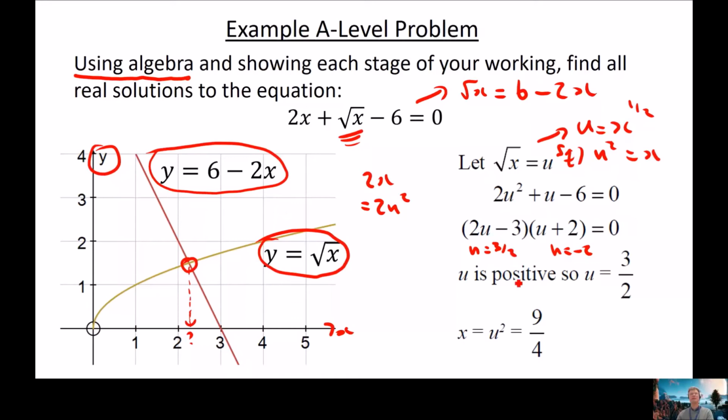Okay. Now, we're going to take the positive value of u, so we're going to use u is 3/2, and then we're going to remember that u was a substitution, and we've got that u squared is x, and so x has to be the square of the 3/2, so we need to take the 1.5 and then square it to get the 9/4, which is then given as the answer. So going back to the picture, those two graphs cross at the value 9/4, and that gives us the answer to the problem.